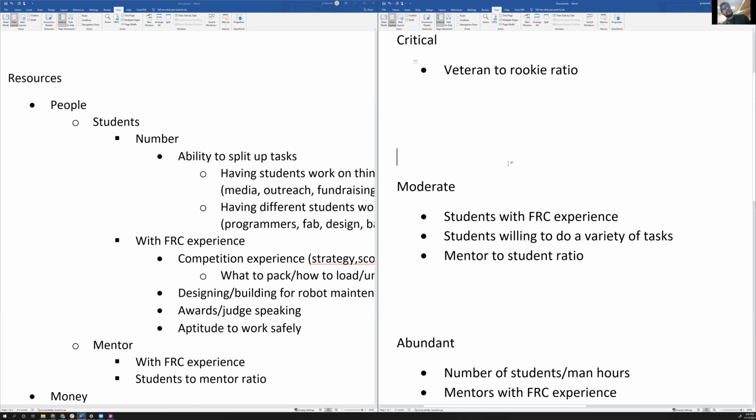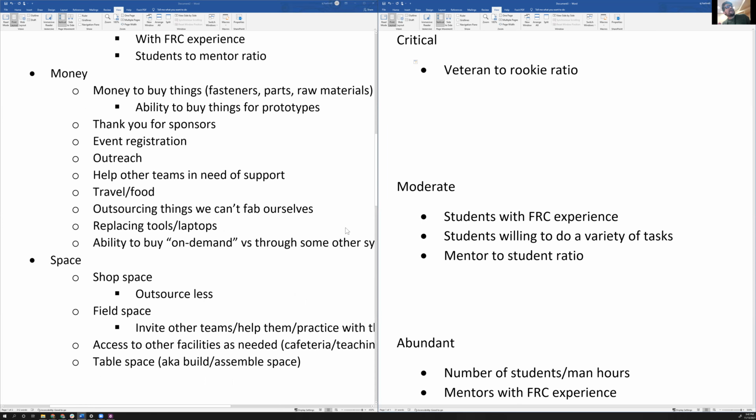Okay, so I'm losing y'all. I'm sorry. All right, money. As a whole, does it fit anywhere specifically? Anybody? I don't tell you guys a whole lot of details on finances.